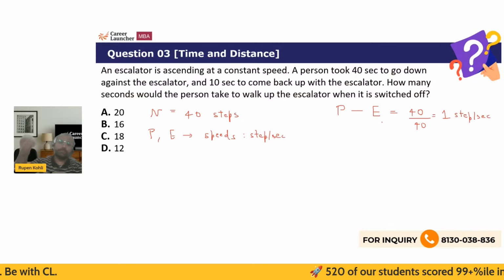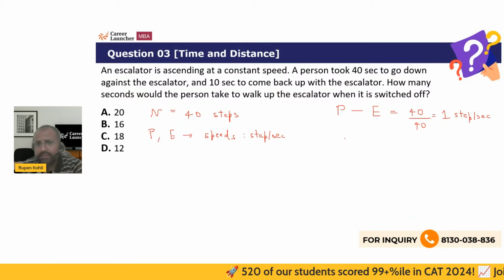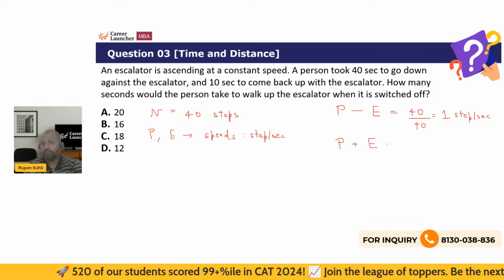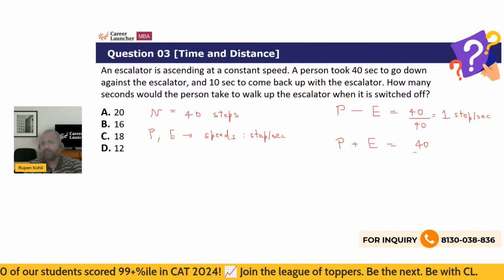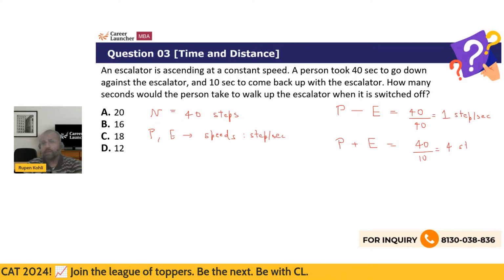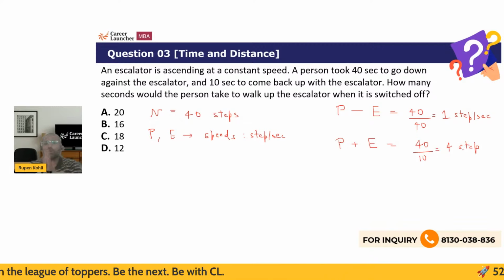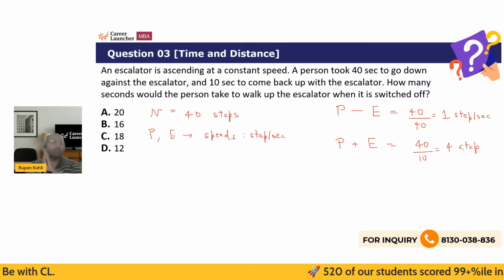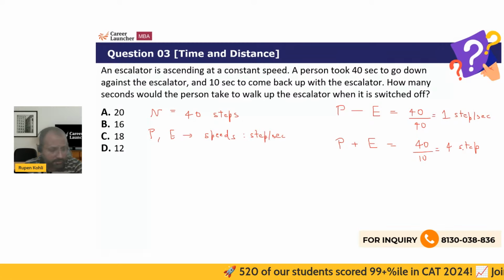When he is coming back with the escalator, then his net speed is the sum of his own speed and that of the escalator. So P plus E is 40 steps divided by time, 10 seconds, which is 4 steps per second. How many seconds would the person take to walk up the escalator when it is switched off? Means the only speed that is working is that of the person.